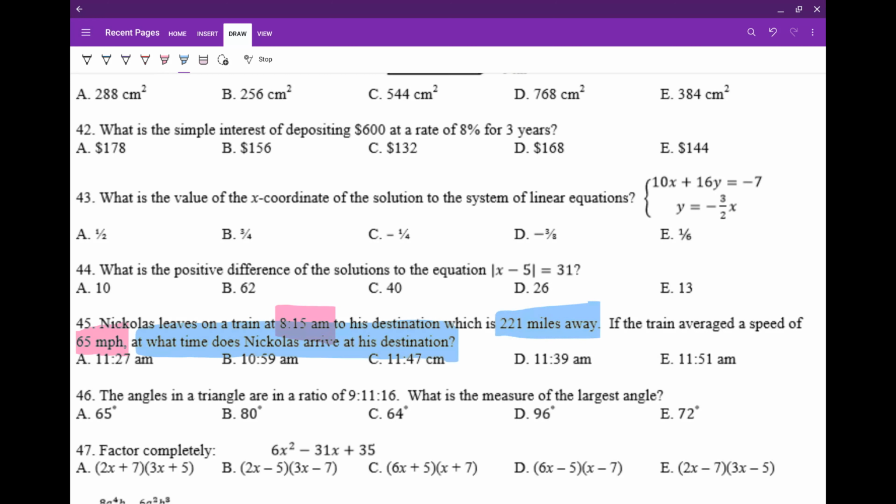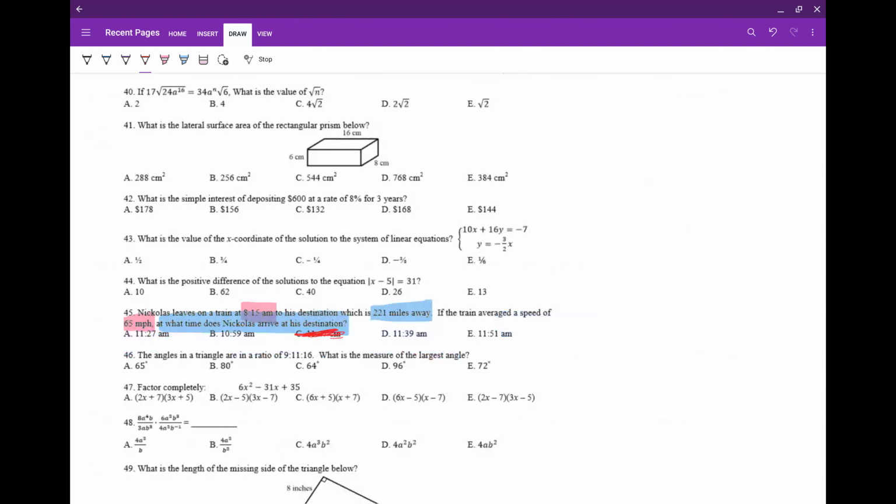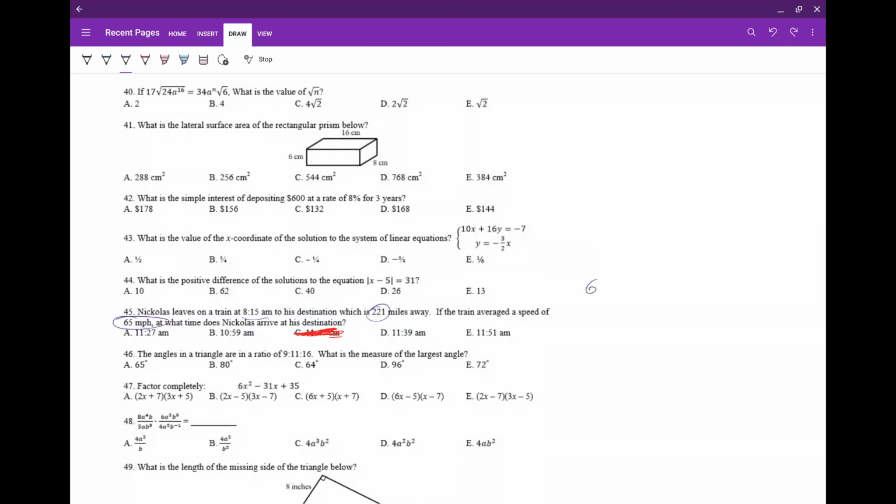You can see in all of these, immediately, you can rule out C because it says cm. That's not a unit of time. Okay. To solve this, let me erase all of this so you can read the problem better. So let's ignore when he's going to leave, and let's look at the amount of miles his journey will take, and then the average speed. So speed, it's in miles per hour. So it's saying that the train will go 65 miles in 1 hour. That's equal to 65 miles in 60 minutes.